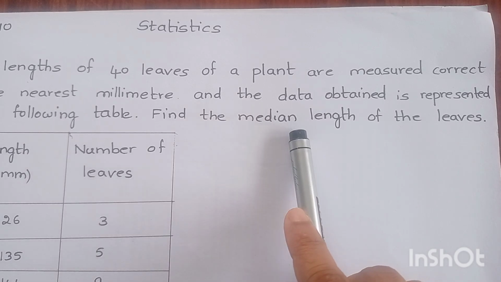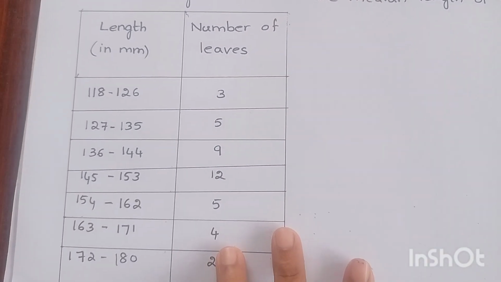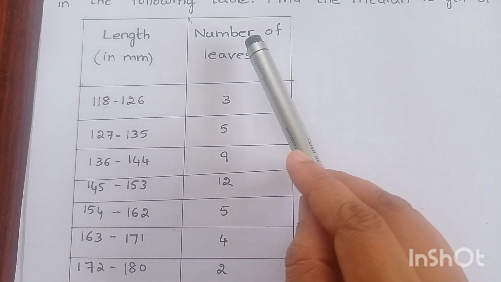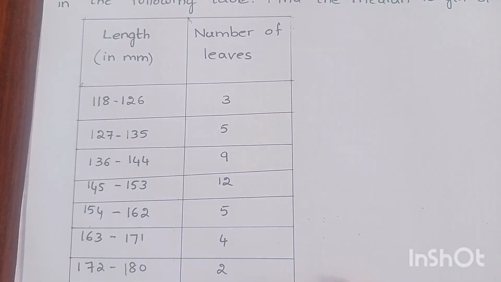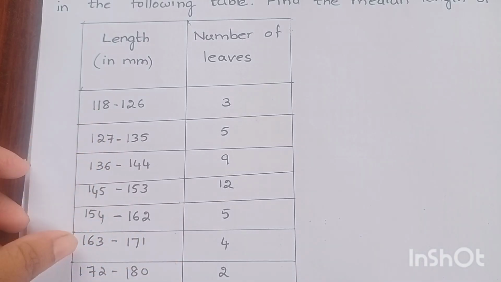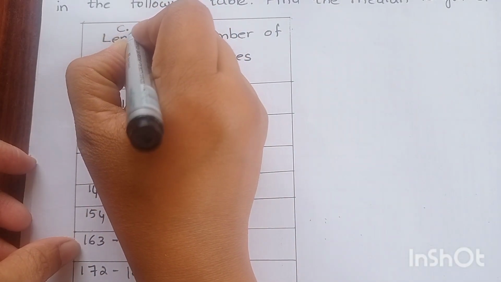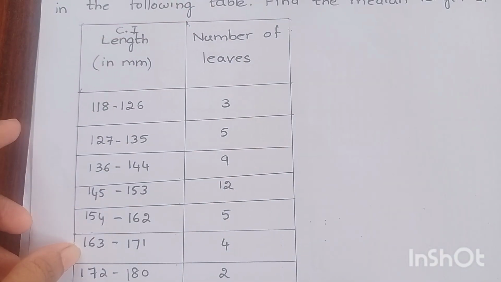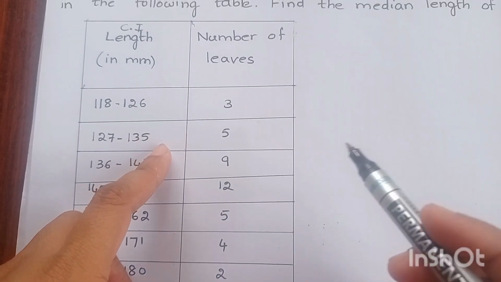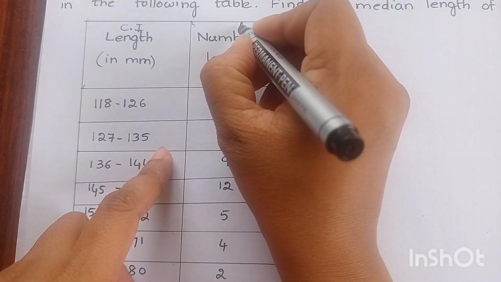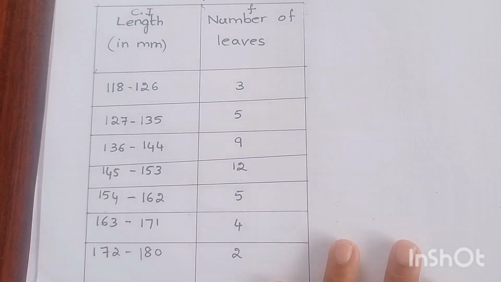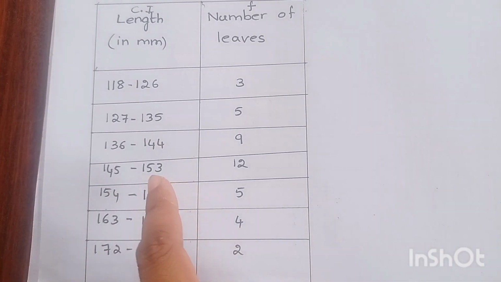We have to find out the median and they have given these two pieces of information, that is length in millimeter and number of leaves. Now here this is nothing but our class interval table. Let me represent it as CI. Then number of leaves, see the frequency. This is the frequency table. Let me represent it as F. Now let us observe the class interval.